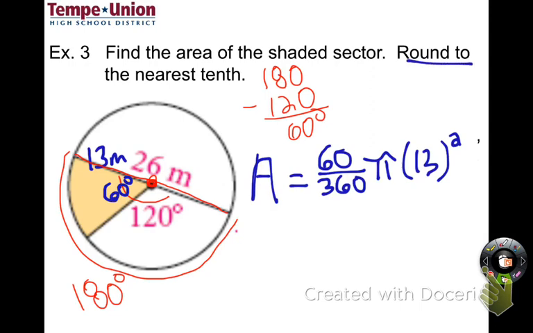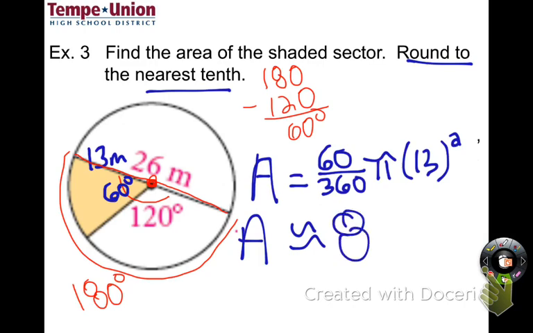It says round to the nearest tenth again. So we're going to say area is approximately, and then we just type all that in. So 60 over 360 times pi times 13 squared. So I got about 88.5, and that is meters squared. Again, if you put the meters in there, it would be meters squared.